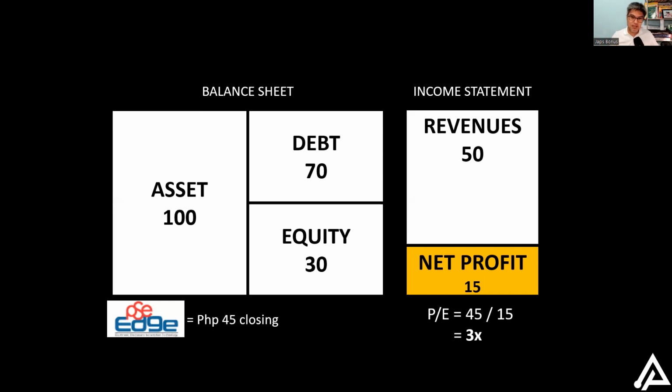2 times 3 equals, sige, labas niyo yung calculator niyo. 2 times 3, 5 ba? 6. So the fair value is 6 based on a market approach using comparables.